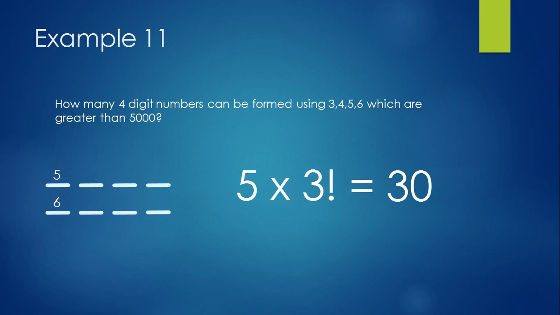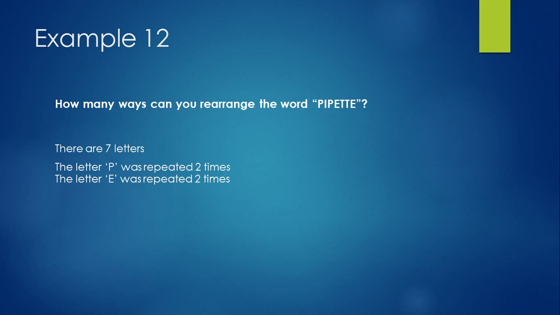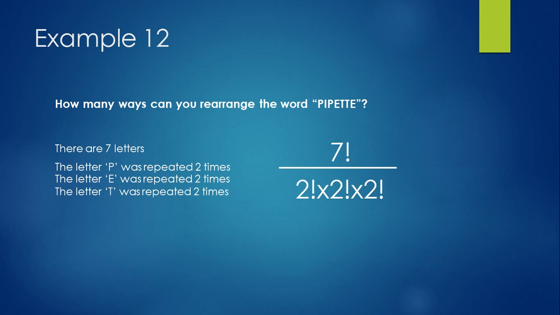How many ways can you rearrange the word PIPATTE? This case is different because some letters are repeated. There are 7 letters. The letter P is repeated 2 times. The letter E is repeated 2 times. The letter T is repeated 2 times. So the possible number of arrangements would be 7 factorial over 2 factorial times 2 factorial times 2 factorial, which is equal to 630 ways.